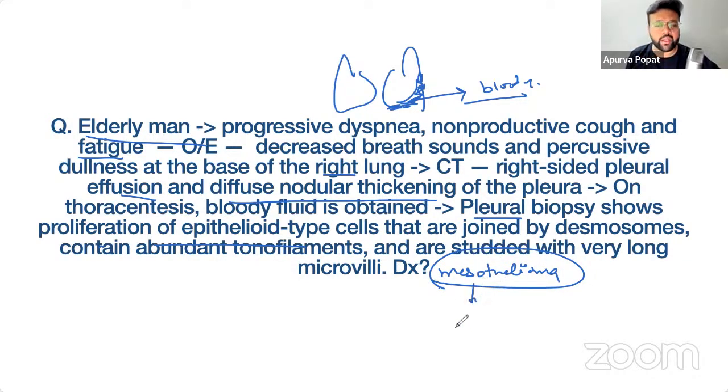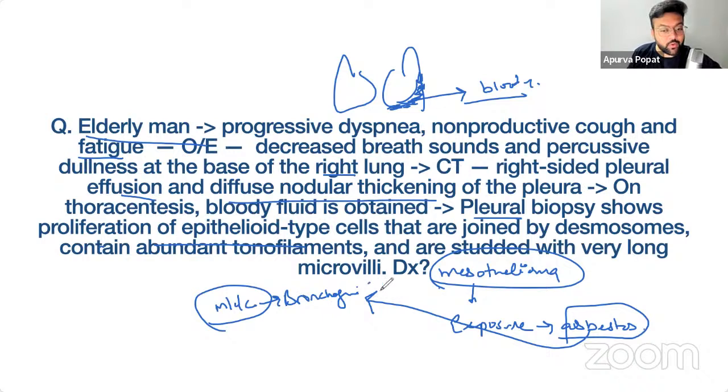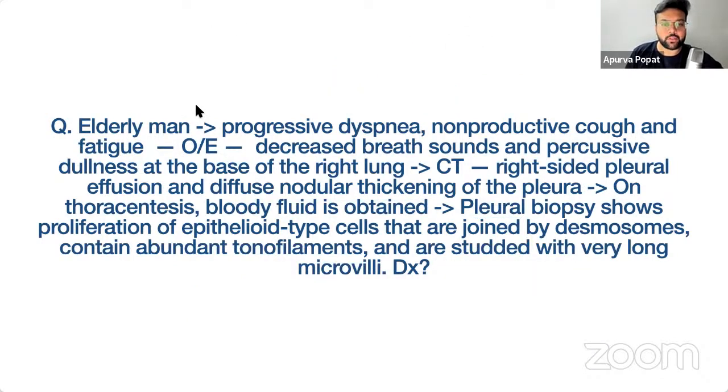What exposure do you think the patient might have? Asbestos. Asbestosis. If I ask you what's the most common kind of cancer you can get because of asbestos exposure, is your answer mesothelioma? No. Bronchogenic carcinoma. Bronchogenic carcinoma is the most common cancer you get from asbestos. If they ask which of the following is the more specific kind of cancer, then your answer is mesothelioma. Is it okay? Yes. Perfect. So this is again mesothelioma.